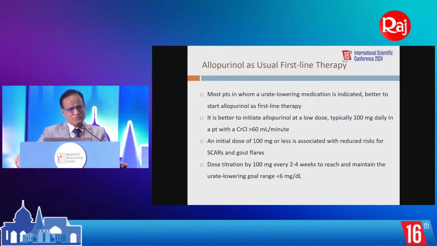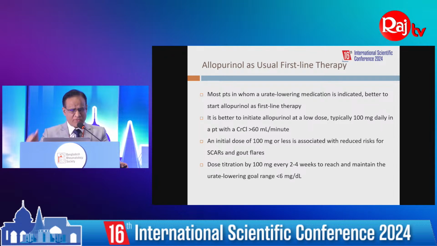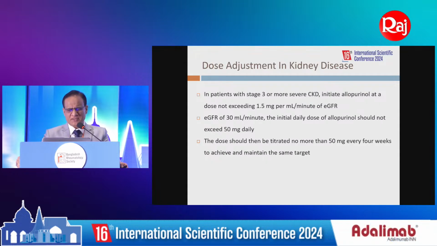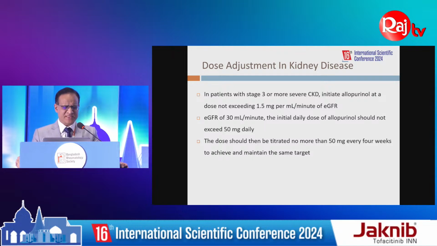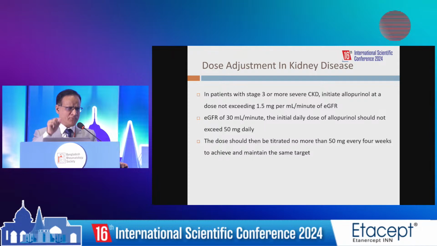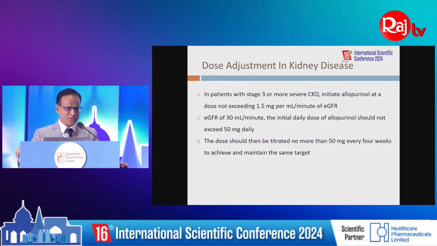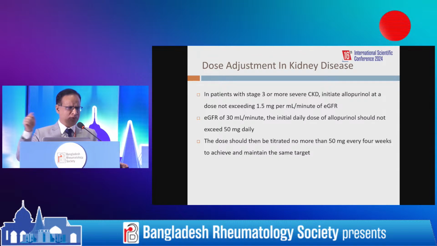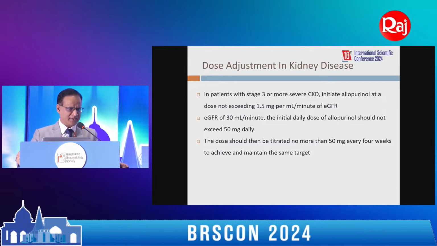Why? To reach our target and to prevent or minimize adverse effects of allopurinol. Dose adjustment, I already mentioned: in stage 3 CKD, we should give by a common formula, CCR times 1.5. Though CCR is 30, we have to prescribe 45 milligram or not more than 50 milligram per day.